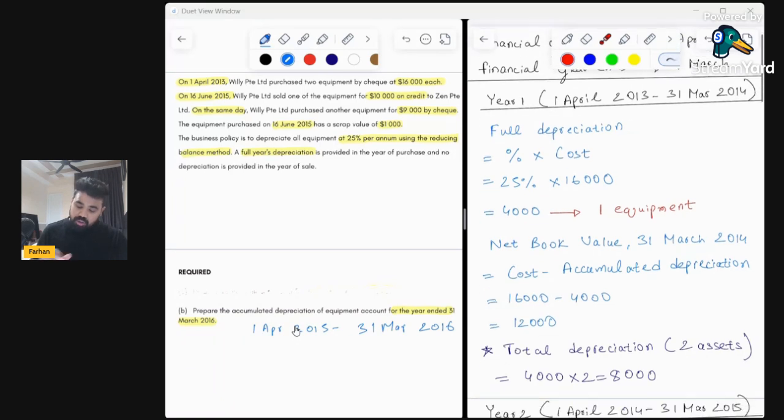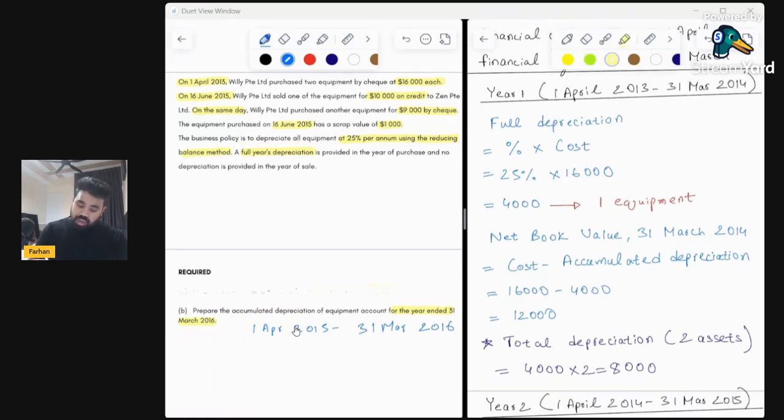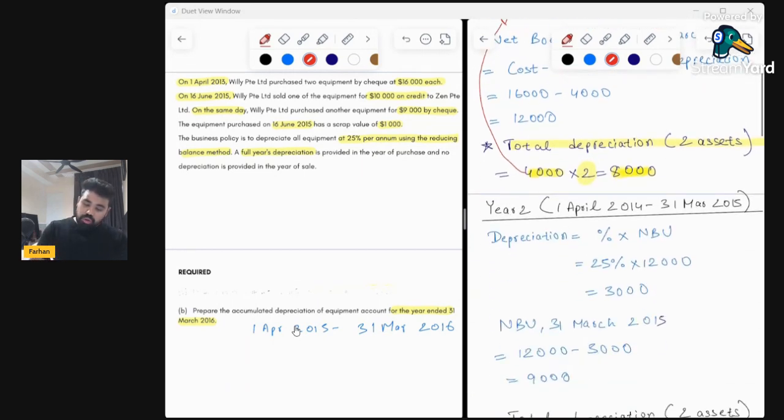Okay, so the total depreciation for two assets can simply be calculated by multiplying $4,000 with 2, which is $8,000. And where did we get $4,000 again? $4,000 was the individual depreciation for one of these assets, which we had done at the beginning. Okay, so altogether, the total depreciation in year one for both these assets combined is 4,000 times 2, which is $8,000. Okay, now we're moving to year two.